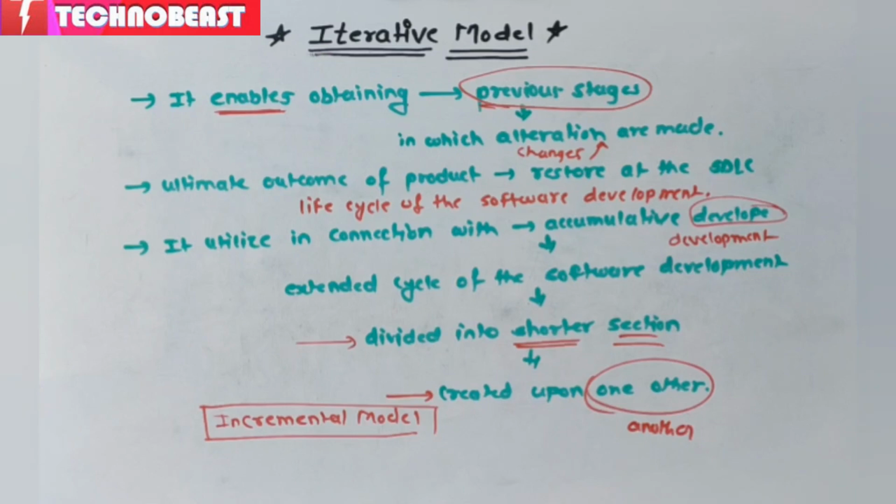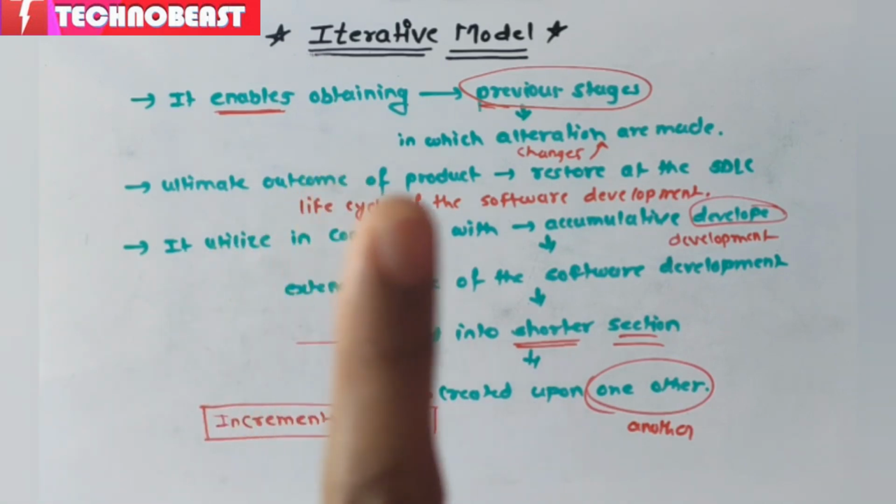Incremental model means a project or software which is broken down into a large number of iterations, and each iteration is a complete development. As a result, it will be a release of an executable product as software. That's why we call it an incremental model or iterative model as well. Okay, so these are all the points included inside the iterative model.